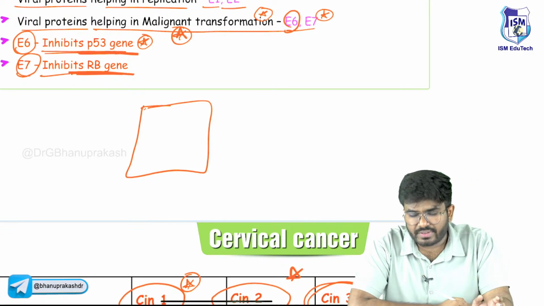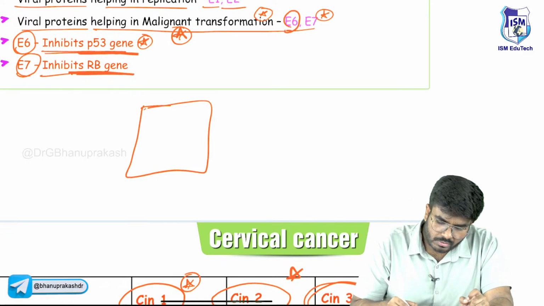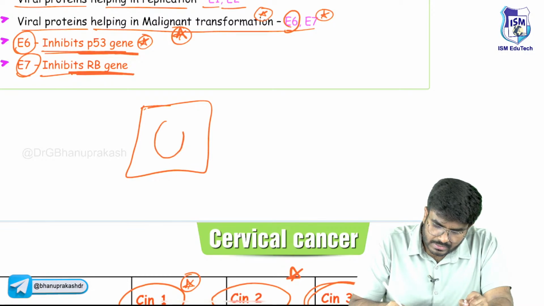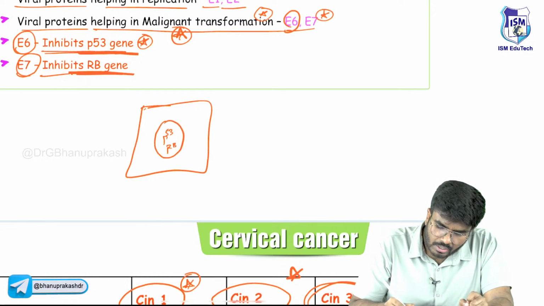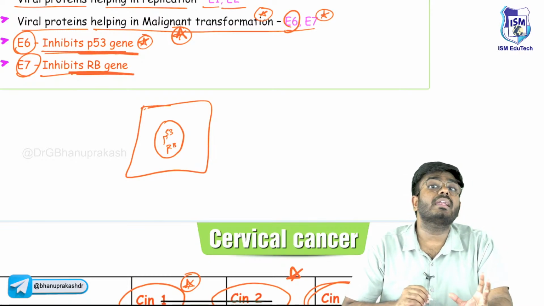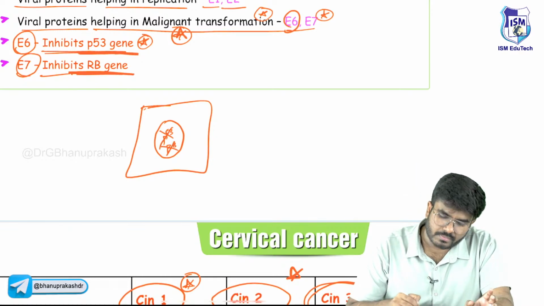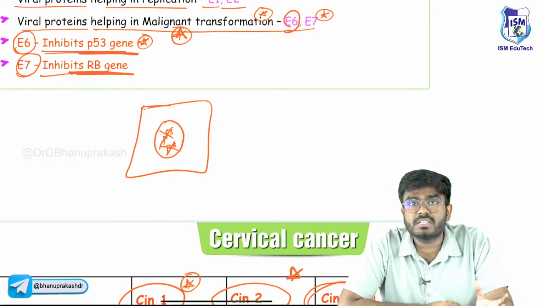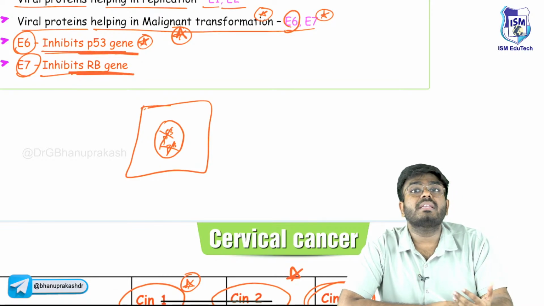Okay, this is the cervical cell of a patient. Now, in this patient, in this cell, say there is a P53 gene. The P53 gene as well as the RB gene are always inhibiting the malignant transformation. First, these genes are going to be inhibited. If you inhibit these genes, now the cells are more likely to develop tumors.